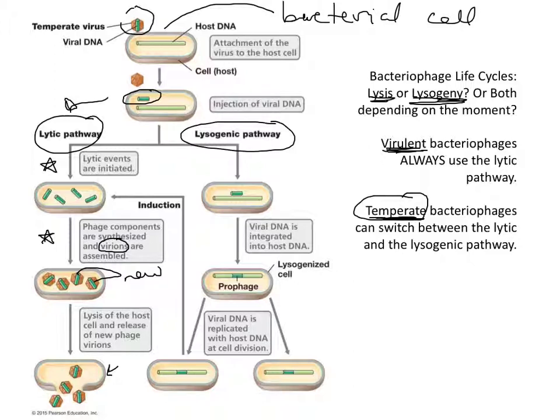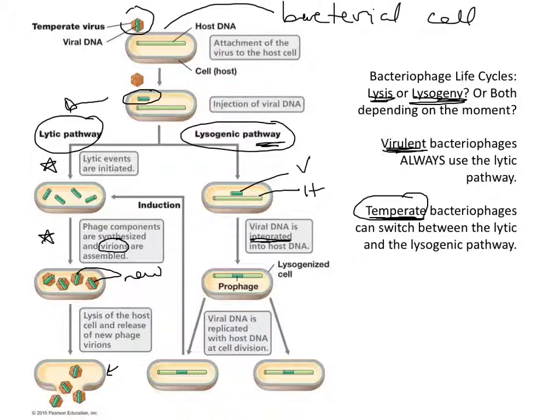So the lysogenic pathway is shown over here on the right-hand side. Back up at the top, we have the virus attaching to the host cell, just like before. We have the viral genome entering the host cell, but then something quite different happens. Here's the viral genome, and here is the host genome. And what's happening is integration, all right? The viral DNA is actually integrating into the host cell.